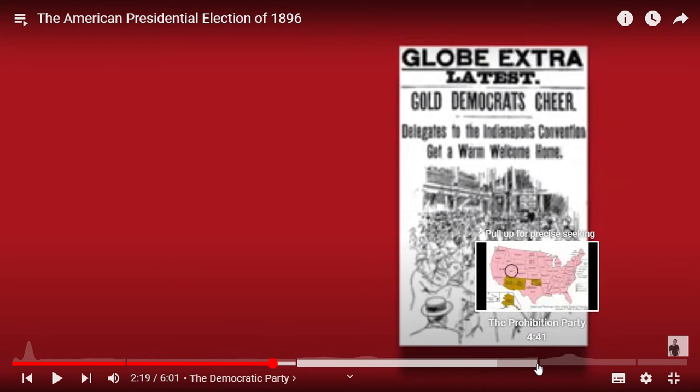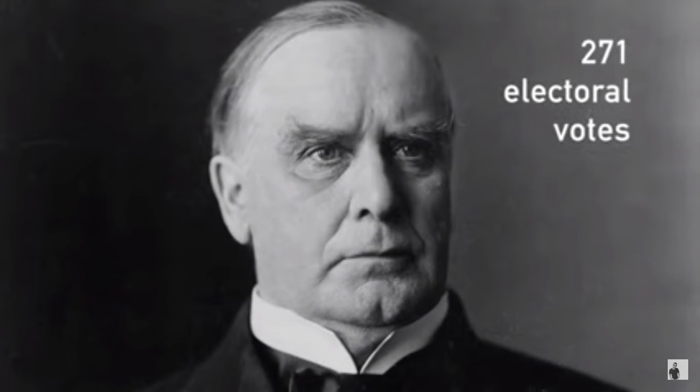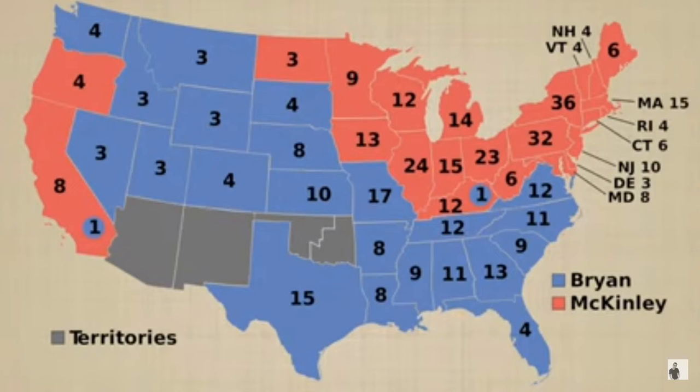And here are the results. William McKinley won, becoming the 25th president in American history. He received 271 electoral votes and 51% of the popular vote. He did particularly well in the East and Northeast.